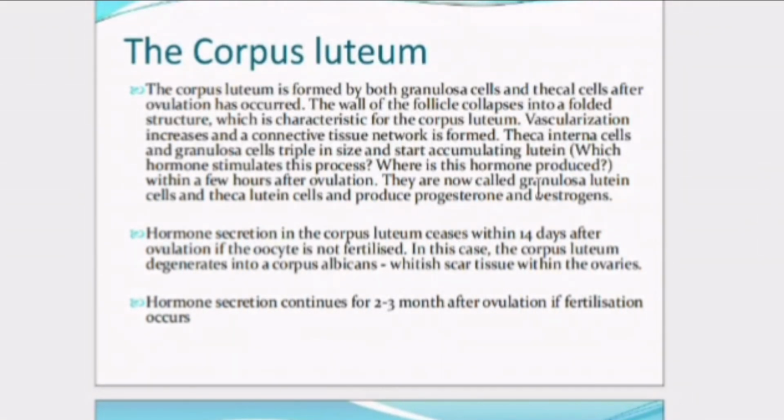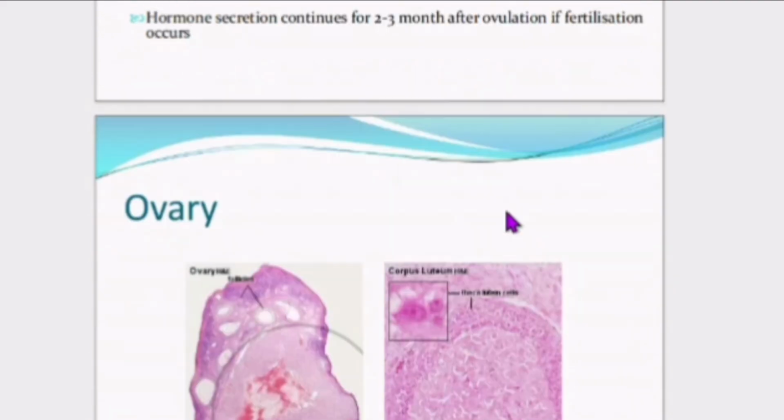So the corpus luteum will continue doing this, and then if the ovum is not fertilized, your corpus luteum will start to degenerate to form your corpus albicans. I think you can also find this.